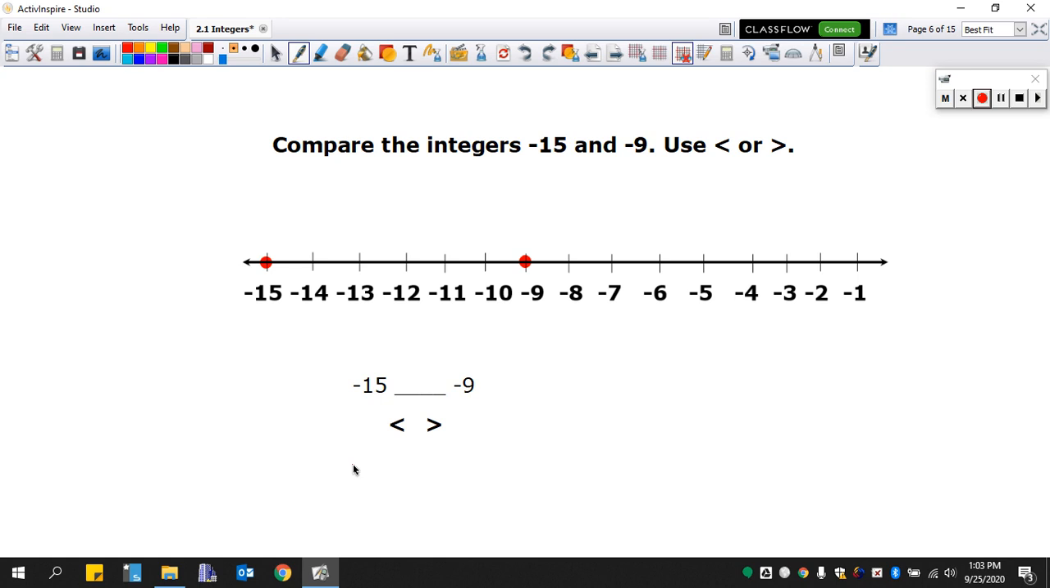All right, so it says compare the integers -15 and -9, and it says to use the less than. Okay, this is less than. So you may want to copy that down in your notes. And this is greater than.